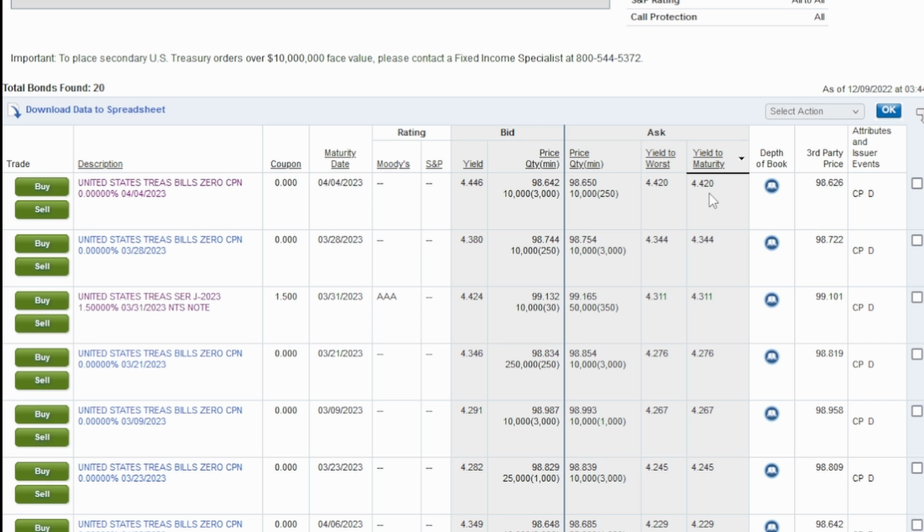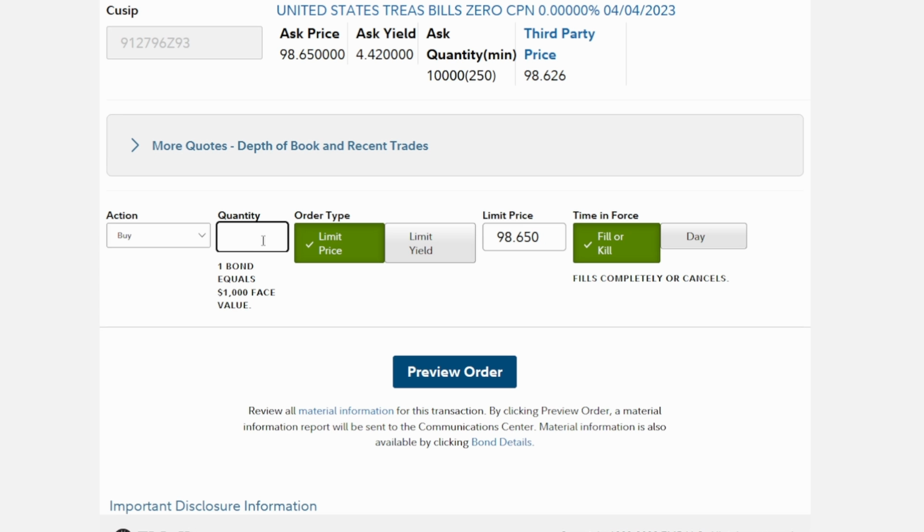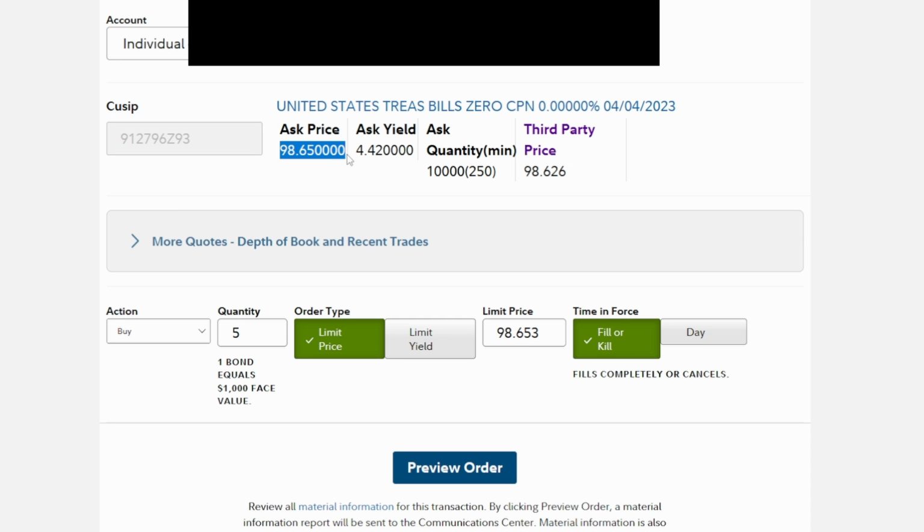So there has been a lot of interest in short-term treasuries right now. I guess because of maybe the year end, people just want to hold cash until the year end, but there's a lot of interest. So a lot of people bidding means the price goes up and the yield goes down. But this one that was just issued 3 days ago is paying 4.42% until maturity. So let's buy that. Click on buy. Okay, I'm going to buy 5 of these also. Okay, so this is the ask price that I'm going to pay.